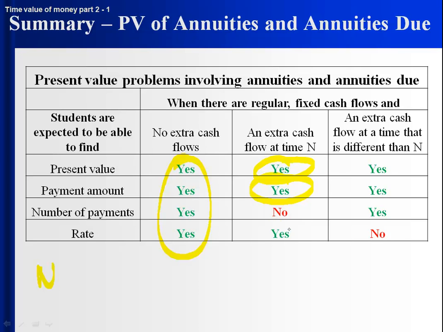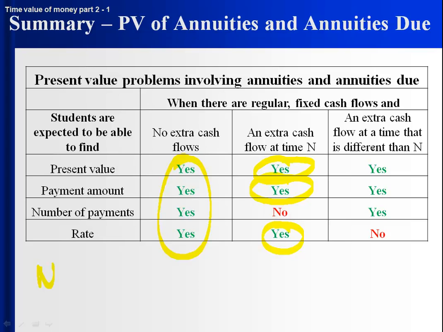And then we'll have the rate with an extra cash flow at time n, and that can only be done with the financial calculator. There's no easy way to use a rate to find a present value of the extra and then use the rate to find the present value of the annuity or annuity due, other than lots and lots of trial and error, but it can all be done nicely in one step in the financial calculator.